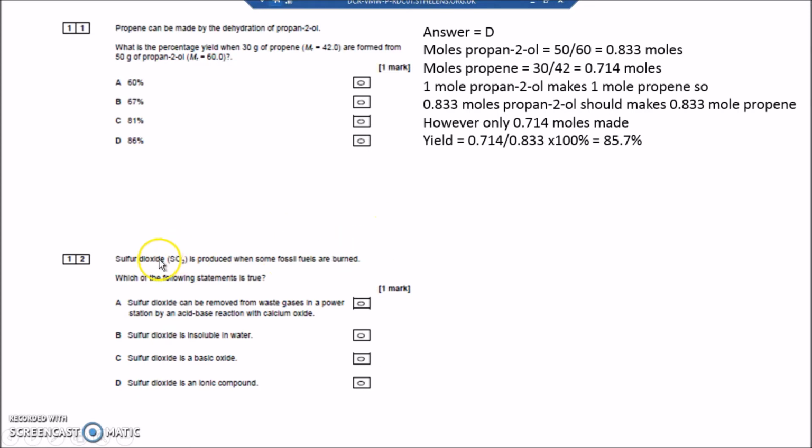The answer is D, sulfur dioxide. So sulfur is in group 6, so is oxygen. So they're both non-metals on the right-hand side of the periodic table, formed when fossil fuels are burned.